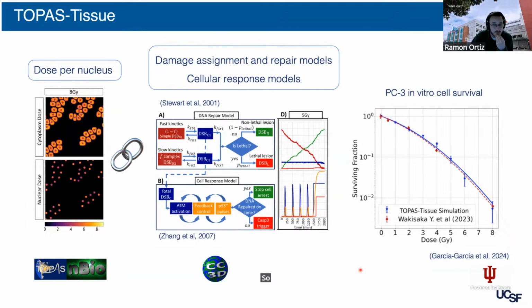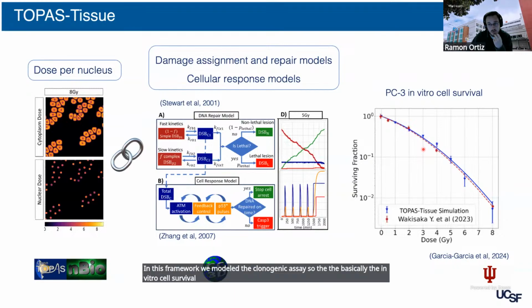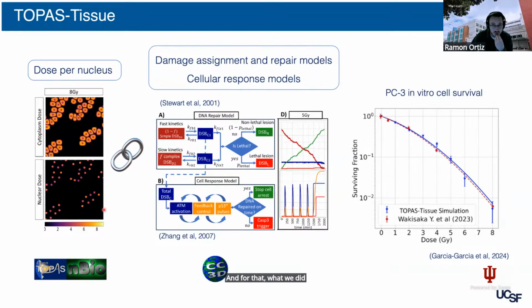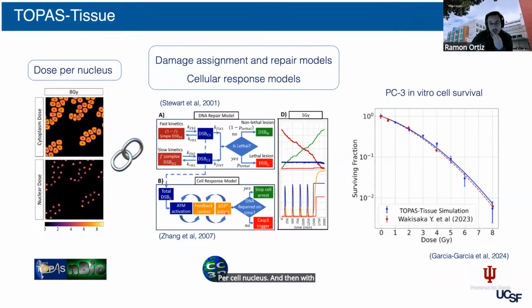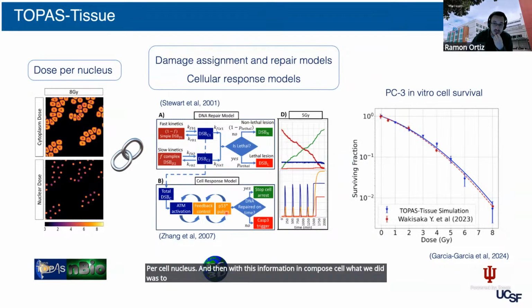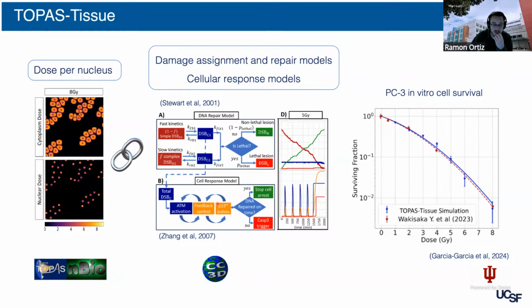So just as a proof of principle example of the use of this framework, we modeled the clonogenic assay, so basically the in vitro cell survival of a PC3 cell line after X-ray irradiation. And for that, what we did was to compute in TOPAS the dose per nucleus in a kind of realistic cell population geometry, an in vitro cell colony, and also the resulting double-strand breaks per cell nucleus. And then with this information in CompuCell, what we did was to simulate the DNA damage repair and the cell response to this DNA damage in each individual cell.